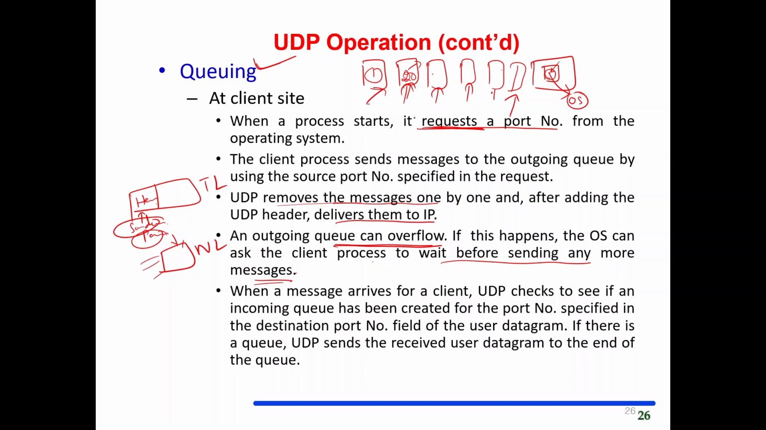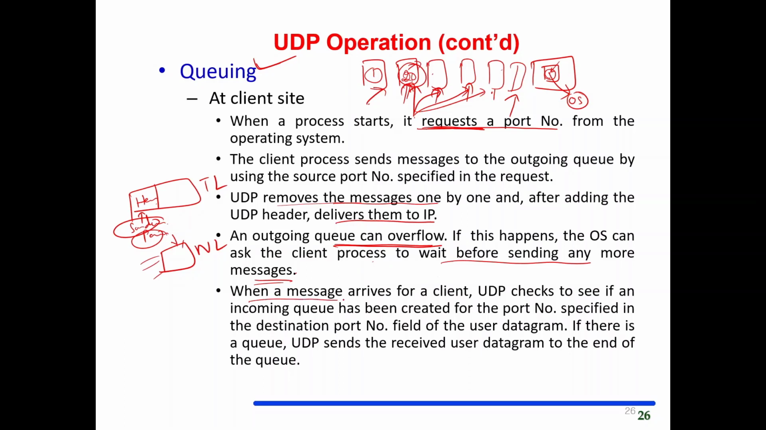So whenever the client receives a particular application or process to be done, it has to be assigned to this port number, this port number, or this port number. That will be decided depending on the port number. That is the meaning of this.